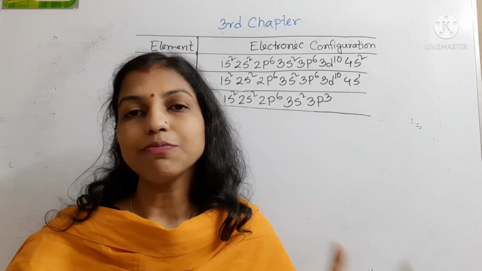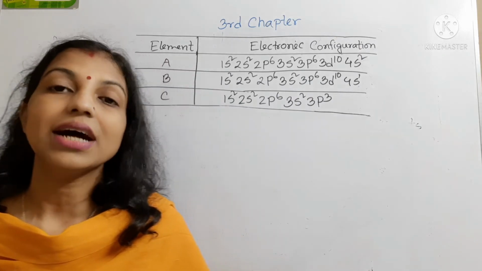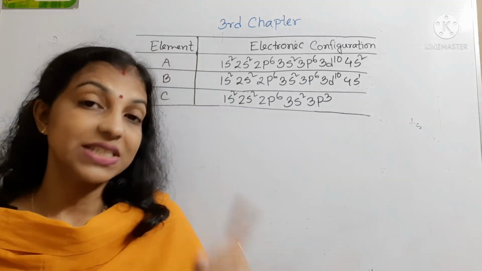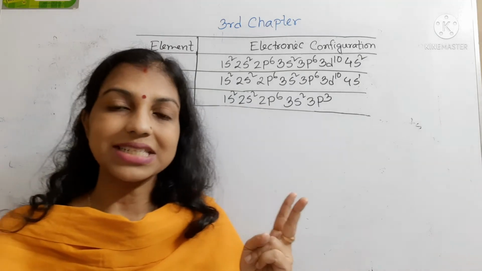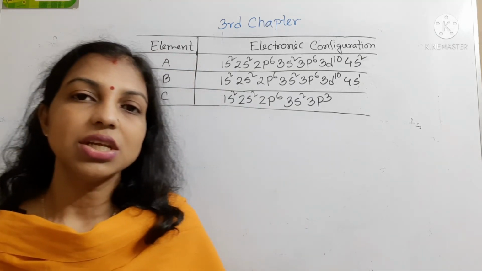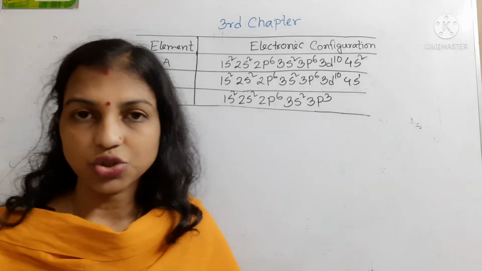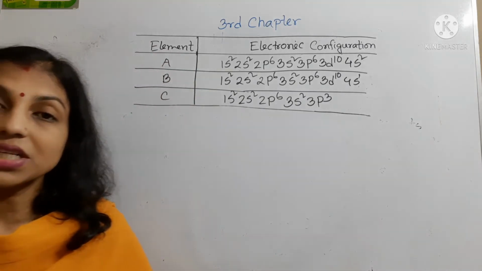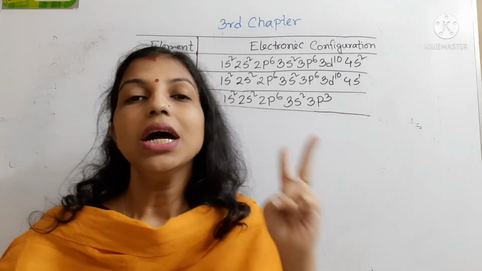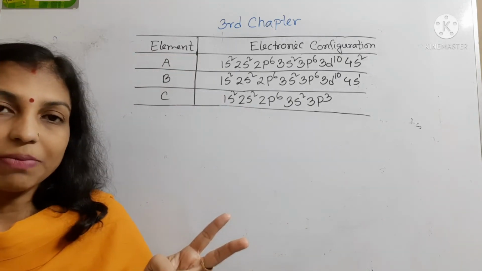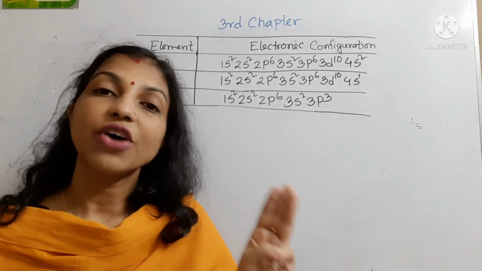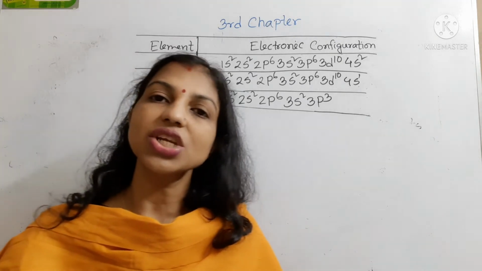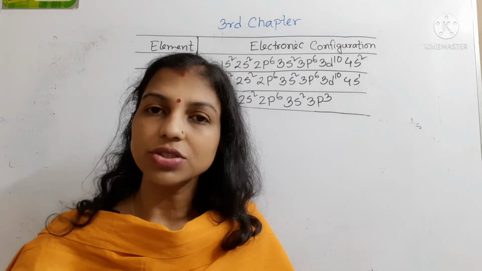Transition elements show some properties. They show variable valency or variable oxidation number. They form complex compounds. They form colorful compounds. Repeat again. Transition elements show three properties. First of all, variable oxidation number. Number 2, forming complex compounds. Number 3, forming colorful compounds. So between A and B, which one is a transition element and will show colorful compound?